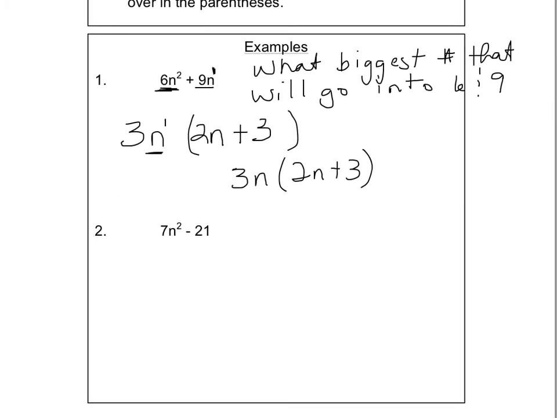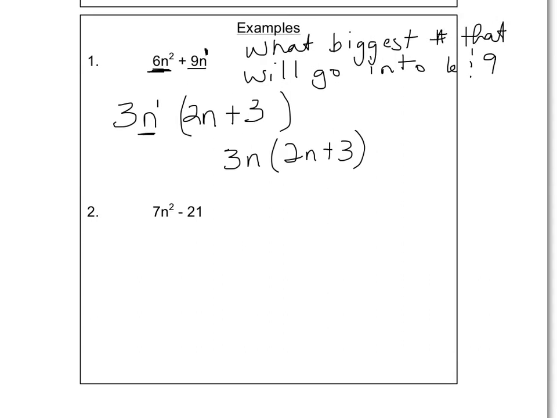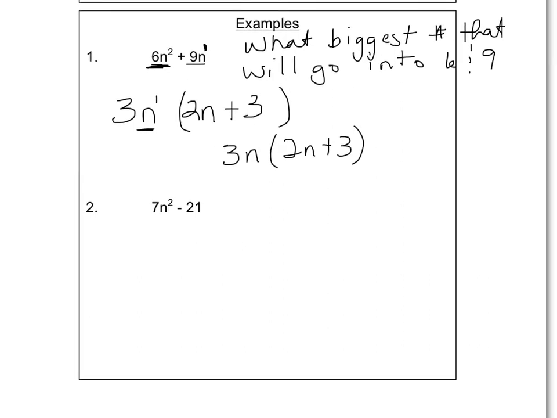Okay, let's take a look at example number 2. As you look at example number 2, does each term have a variable? These two terms don't both have variables, so I'm just going to look at the biggest number that goes into 7 and 21. Well, that happens to be the number 7.